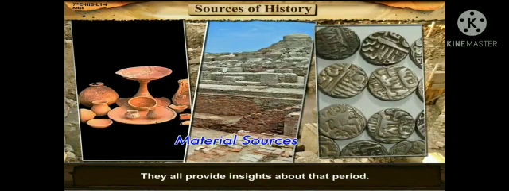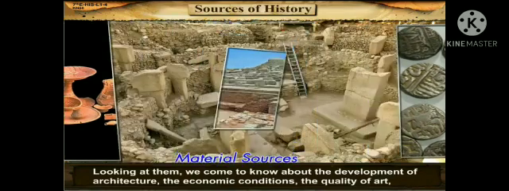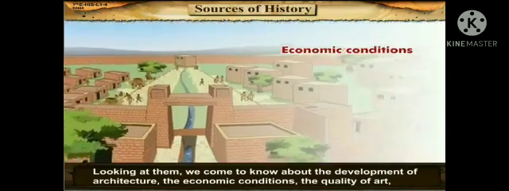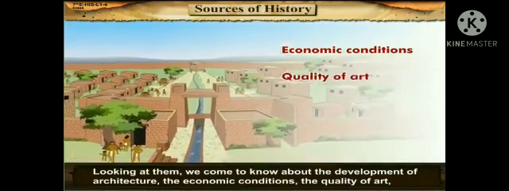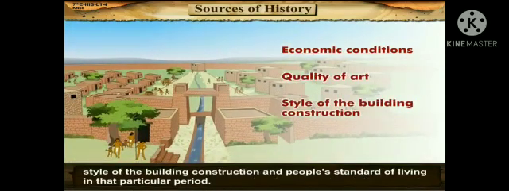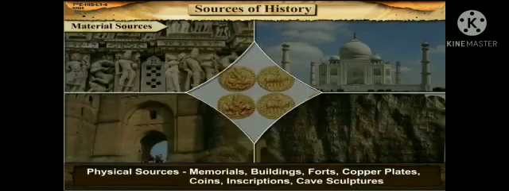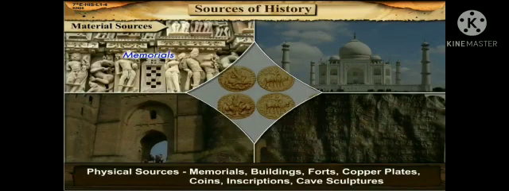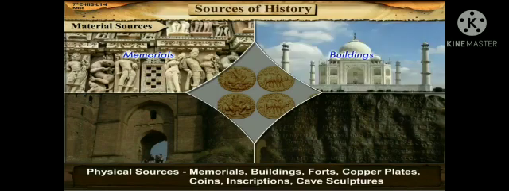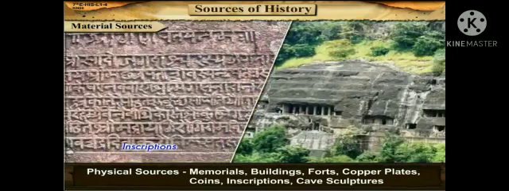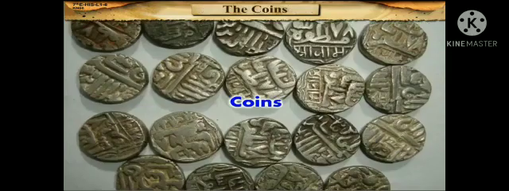They also provide insights about that period. Looking at them, we come to know about the development of architecture, the economic conditions, the quality of art, style of the building construction, and people's standard of living in that particular period. Material sources: physical sources, memorials, buildings, forts, copper plates, coins, inscriptions, cave sculptures, etc.